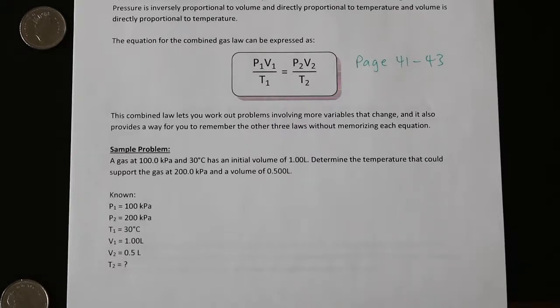So pretty much what the combined gas law does is allow us to combine Charles' law, Boyle's law, and the Gay-Lussac law. In other words, we're taking those three equations and combining them so that we can start to work on problems that have three variables, so pressure, temperature, and volume, instead of only two variables.